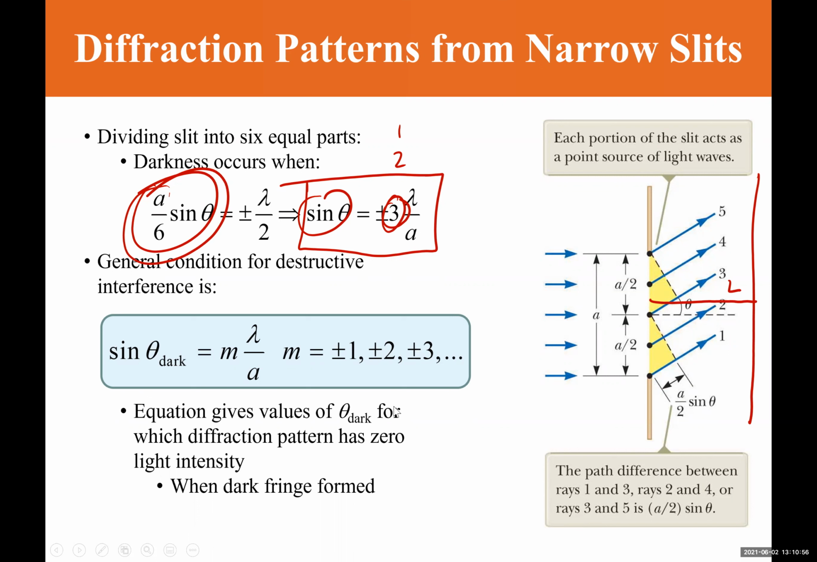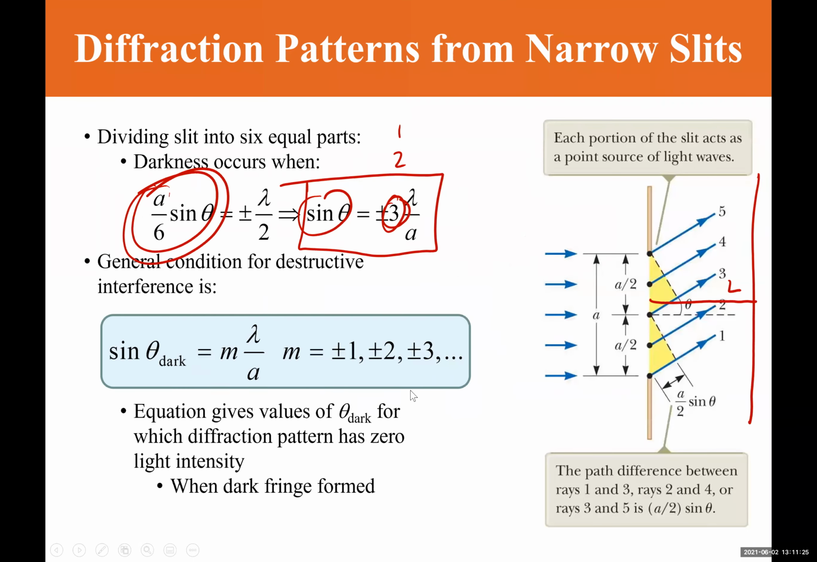Okay, so this is the equation, and there is no equation for the bright fringes for the single slit experiment. What we're dealing with here is only dark fringes because we have a very bright central maxima, a bright fringe, and all the other maxima are very, very faint. So that means our concentration is on looking at the formation of the dark fringes.